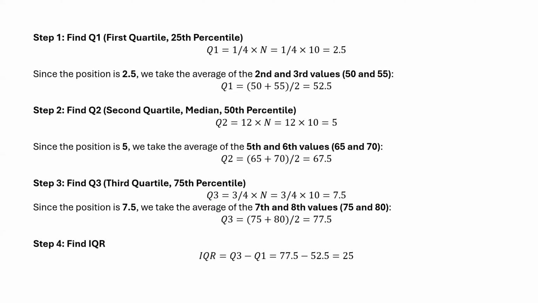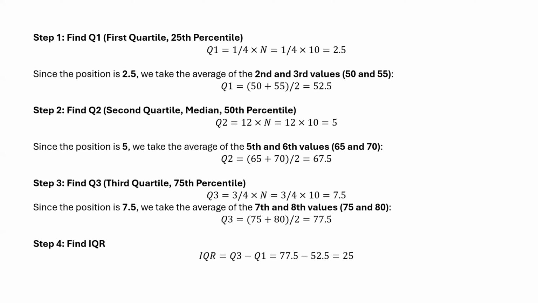I'm telling you the shortcuts. Basically just multiply 1 by 4 by 10, the total number of samples, and you will get 2.5. Since the position is 2.5, we can take the average of the second and third values, similar to the median. The values at second and third were 50 and 55. So we are taking the average here, and it becomes 52.5. Sometimes we'll get an integer, a complete number, and that time it will be a single value. If it is not, when you are between two numbers, then you can take the average of them.